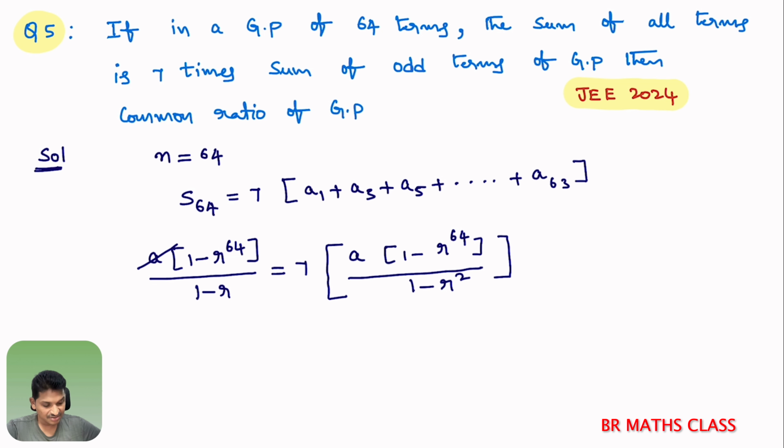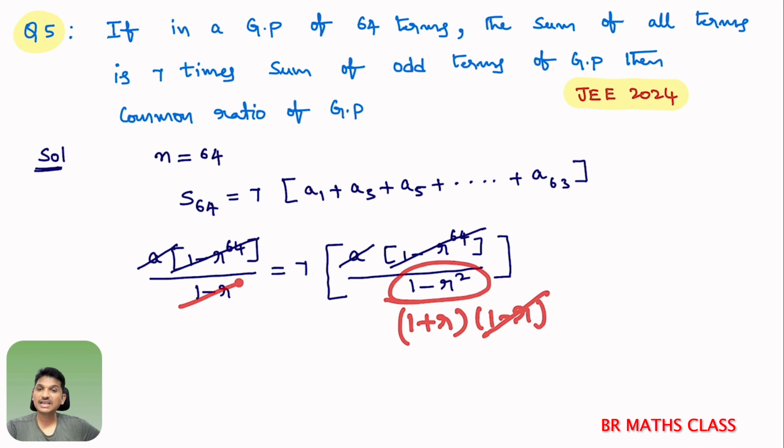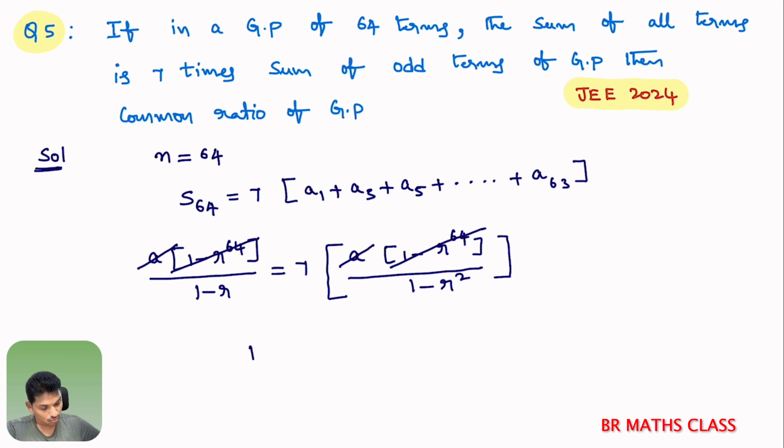If you observe this, the A will get cancelled, and 1 minus R power 64 will get cancelled. And 1 minus R square can be written as 1 plus R into 1 minus R. Then this 1 minus R also will get cancelled. Then what will you get? You will get 1 equal to 7 divided by 1 plus R. Cross multiply: 1 plus R equal to 7, so R equals 7 minus 1, which is 6. I hope you understand this.